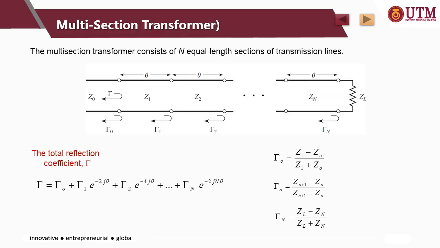In practice, more than one section will be needed for a system. If you have a multi-section transformer, in order to achieve a broader bandwidth, multi-section transformers will be needed. The total reflection coefficient basically depends on the reflection coefficients between the intersections or between elements. Therefore, up to the power n element, the total reflection coefficient can be estimated by the following equations.